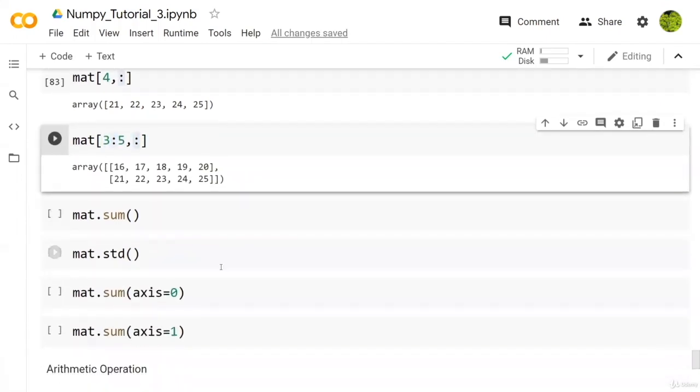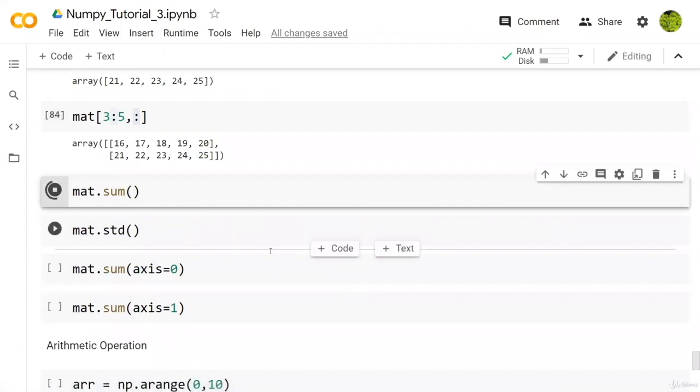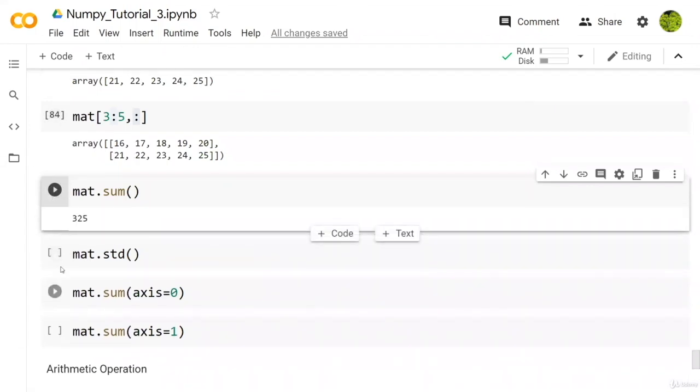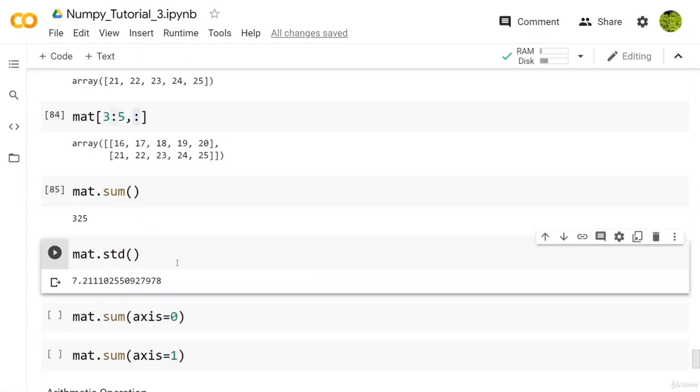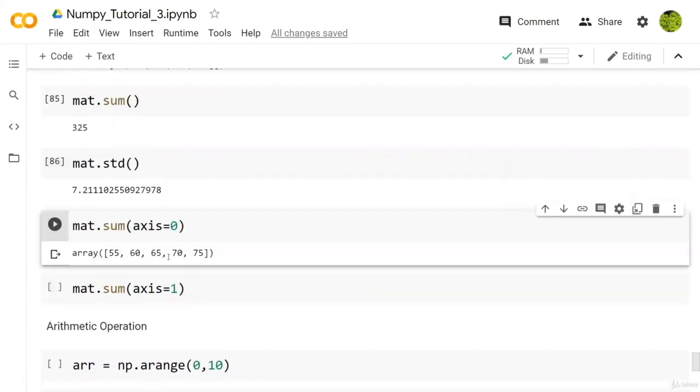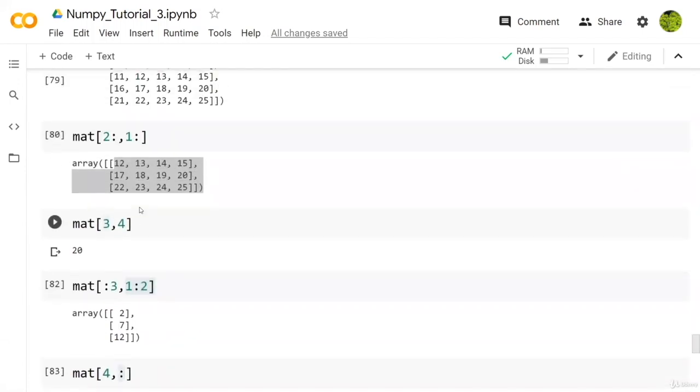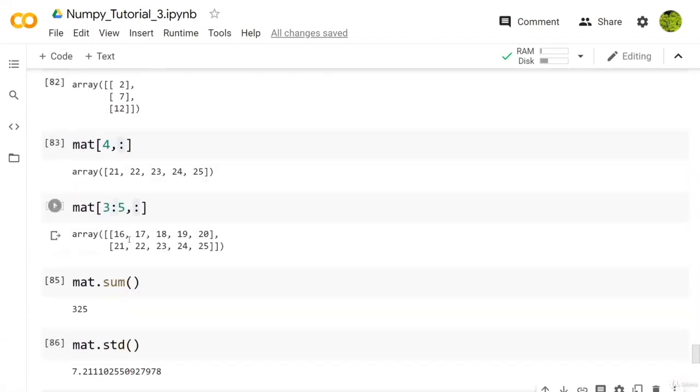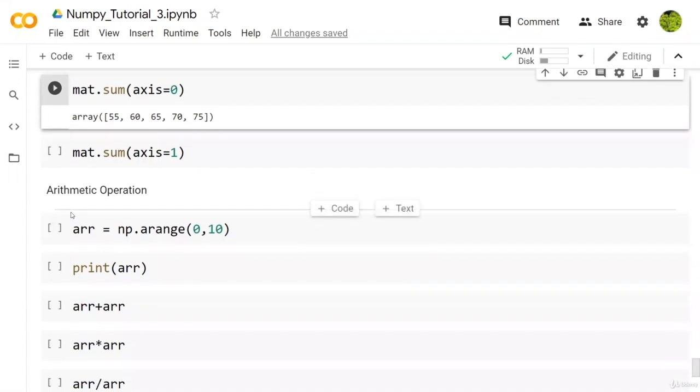Great. I can find out the sum of all elements. I can find out the standard deviation of the elements. I can find out the sum of all the rows. I can find out the sum of all the columns also.